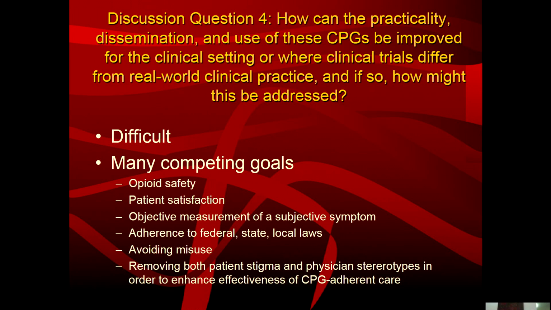We have a subjective symptom, difficult to get objective measures. We have the need to adhere to all federal, local, and state statutes. We'd like to avoid misuse, and we'd like to also remove stigma so that there's no underuse, and that there's better adherence to clinical practice guidelines that are already published. Are there prescribing nuances? You bet. Many, and I've just described most of them, and I'll stop there.